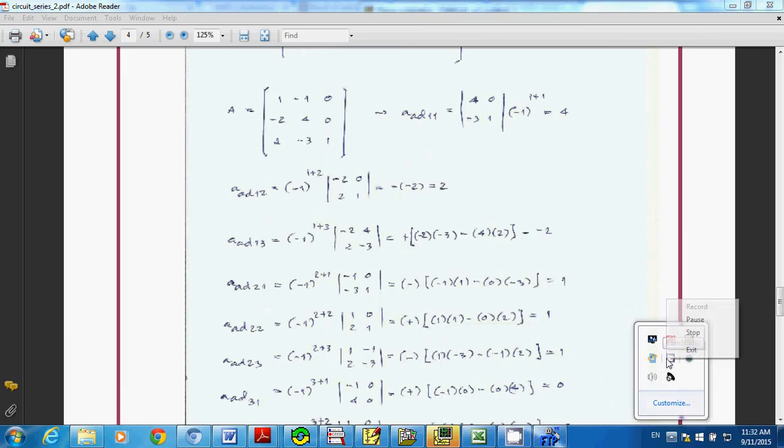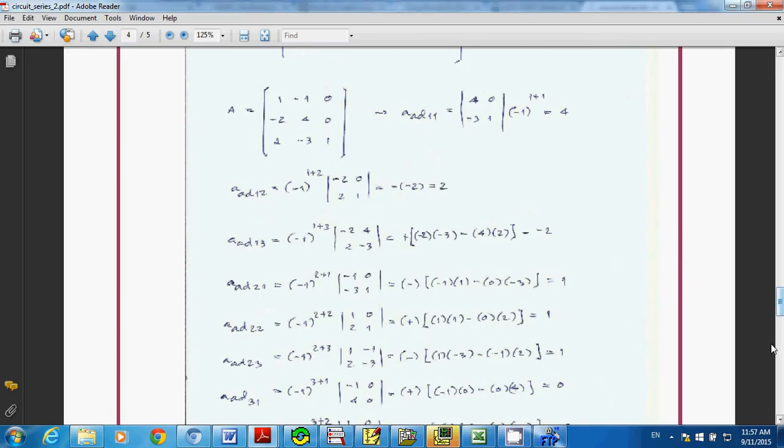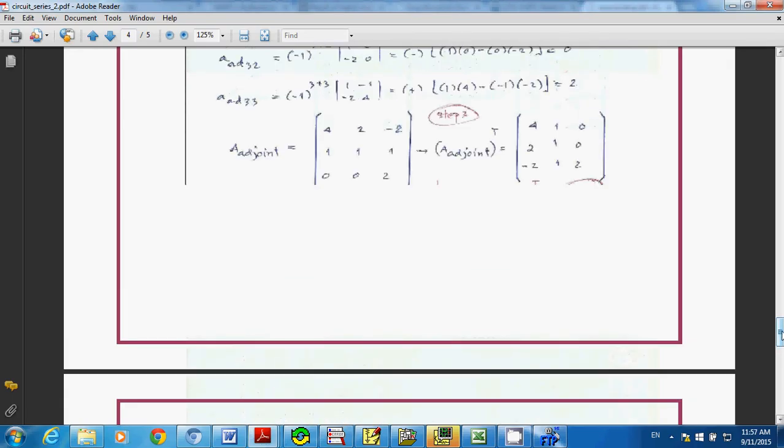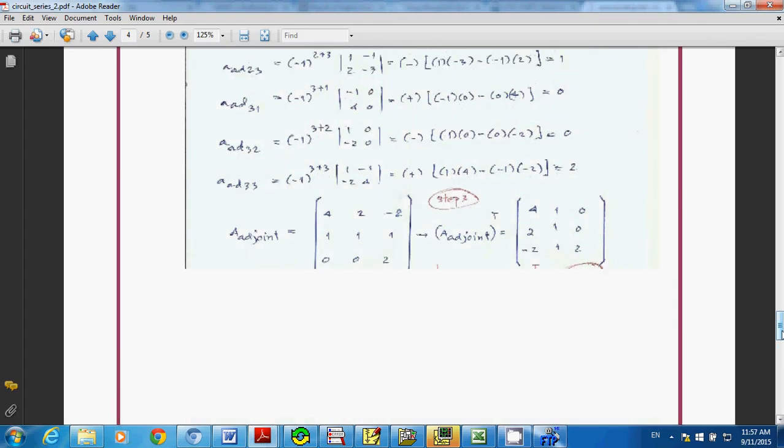Oops, I don't know what happened here. Sorry about that. So by doing all of this, I get my cofactor as shown here. So it becomes a 2, a 4, 2 make -2, 1, 1, 1, 0, 0, and 2, as you can check by yourself.